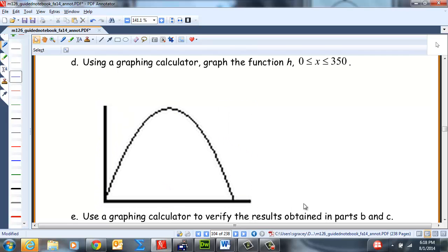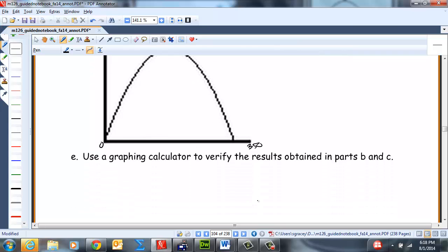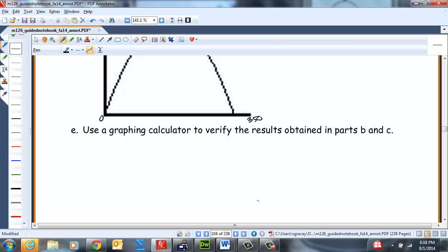Okay, so let's go ahead. We went for the y, we went from 0 to 80, and then on the x, we went from 0 to 350. And so that's what the graph looks like. And then it asked us to verify the results obtained in parts B and C. So let's see, what did we find in B and C? Oh, we found the max height, and then we found the zeros.